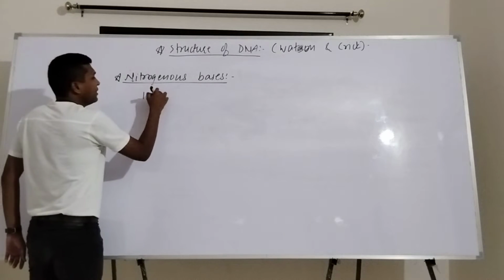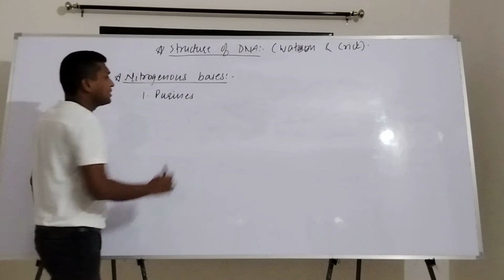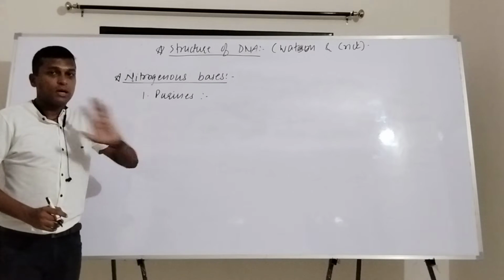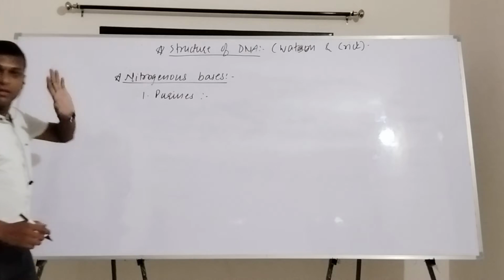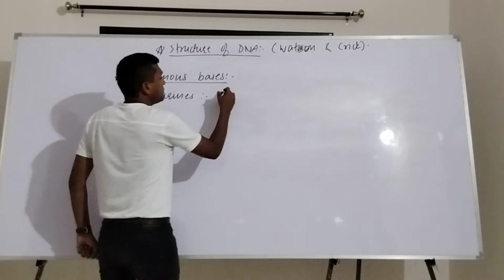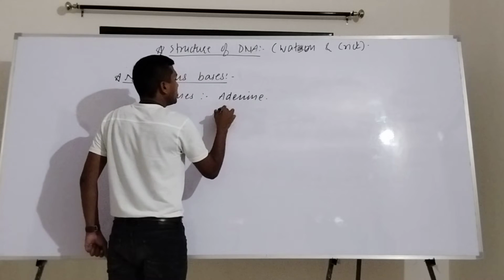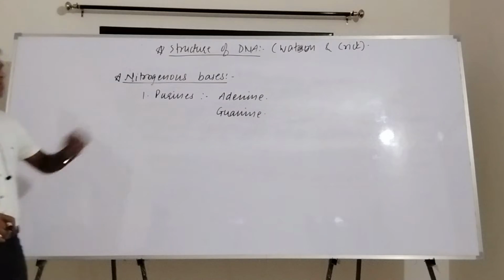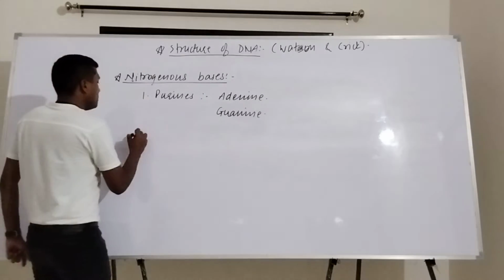The first category is of purines, and since we are talking about DNA, we are not going to talk about RNA. So the nitrogenous bases present in DNA that are purines are adenine, and second is guanine. Both adenine and guanine are called purines.